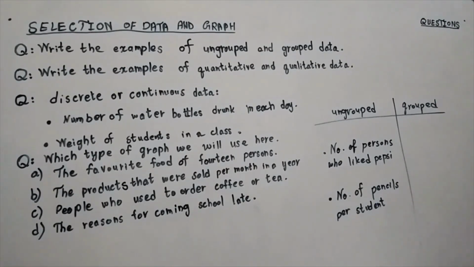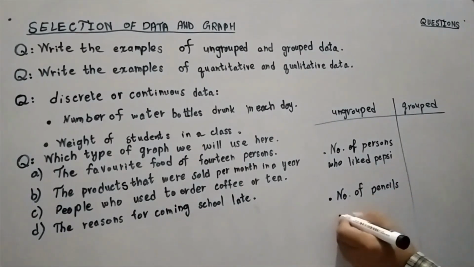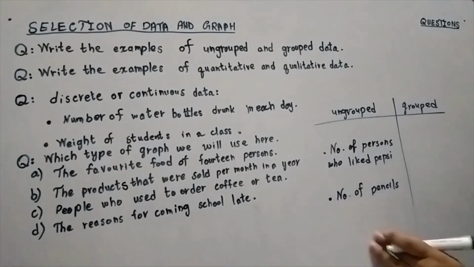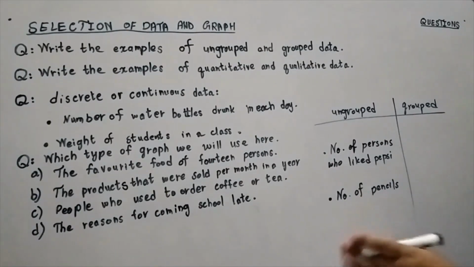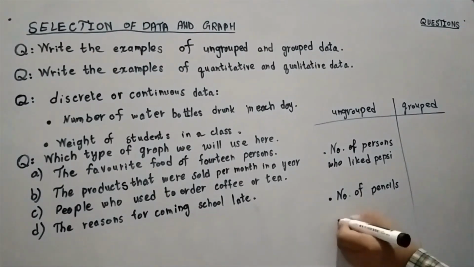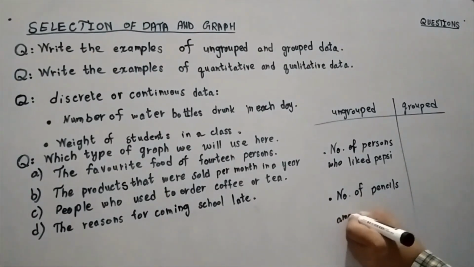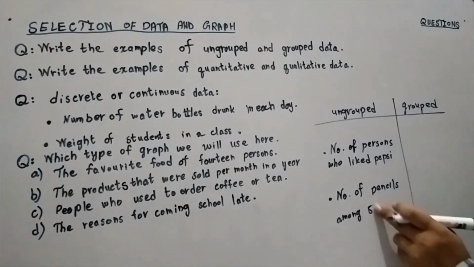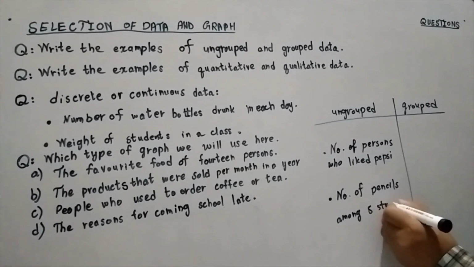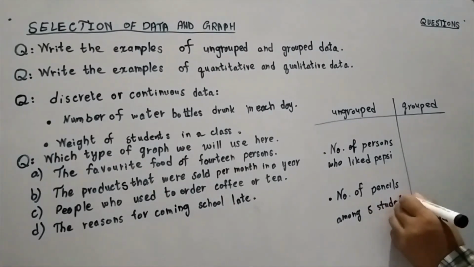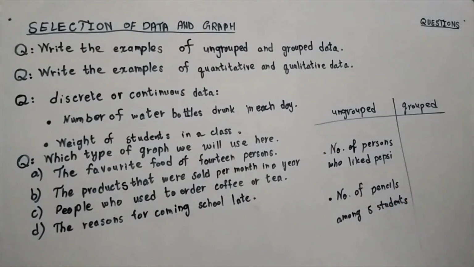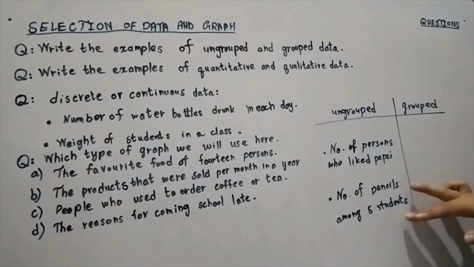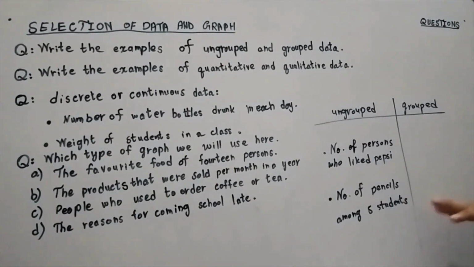Okay, so actually here let me write number of pencils among 5 students. Let me write it like that. Okay, it is more clear to you. Here, number of pencils among 5 persons.